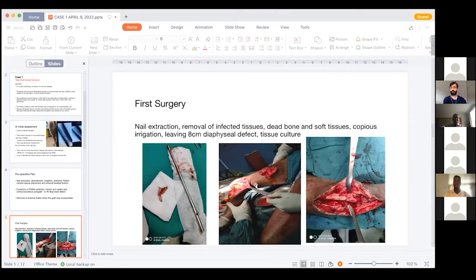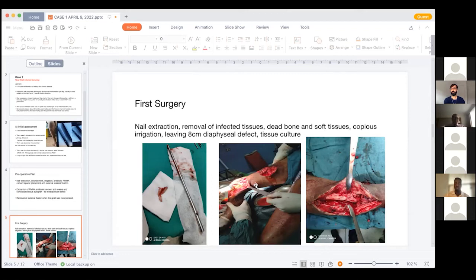You did very well to avoid the pin tract infection. I'm not sure how well the knee and the ankle are moving, but that would certainly have been one of my concerns throughout, to make sure that a good exercise regimen was provided throughout.